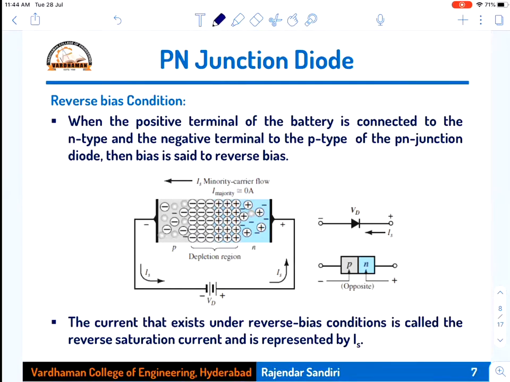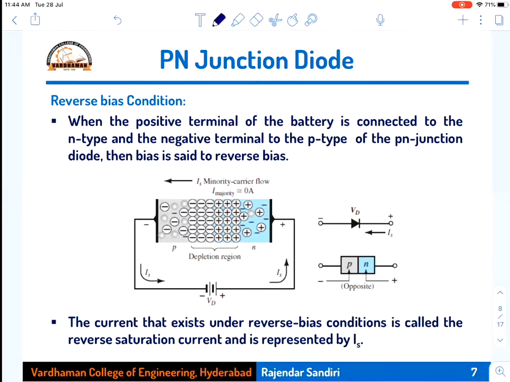Minority charge carriers are constant in number. They do not keep increasing. They only depend on temperature. If the temperature increases, then only the minority charge carrier count increases. So minority carriers are few and constant in number. Therefore, the minority charge carriers are crossing the junction while majority charge carriers are depleted away from it.